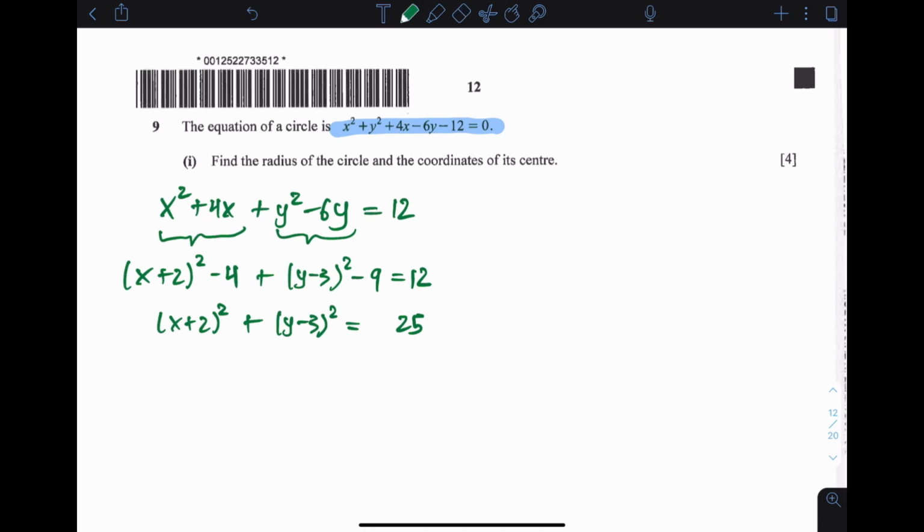Okay, so the coordinate of the center clearly is negative 2, 3, and the radius is square root of 25, which is actually 5.